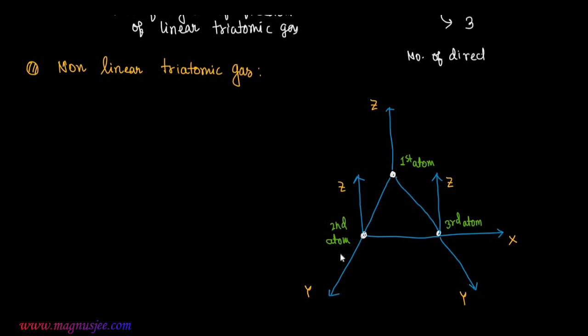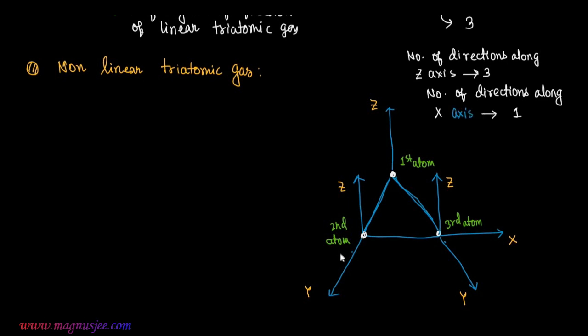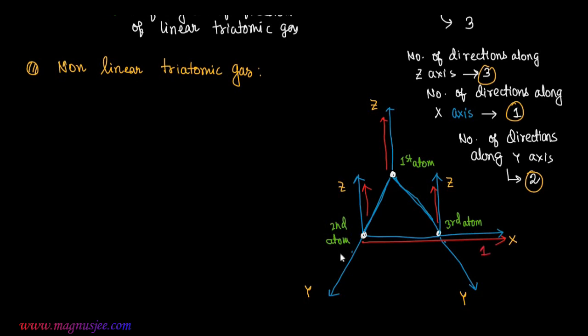The number of independent directions along z-axis will be 3. The number of independent directions along x-axis will be only 1, and that is applicable for the third atom. But the number of independent directions along y-axis will be 2. So 3, 1, 2. These are the numbers of independent directions along the z-axis, the x-axis, and the y-axis. That's why the number of degrees of freedom F will be 6.